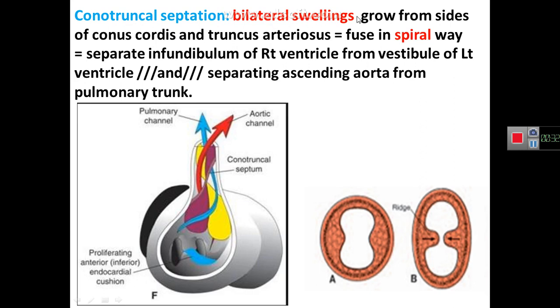And these bilateral swellings will grow toward each other, but in a spiral way, as you can see in this figure. The bilateral truncal swellings and bilateral conal swellings will grow toward each other in a spiral way to divide the conus cordis into infundibulum and vestibule, and to divide the truncus arteriosus into ascending aorta and pulmonary trunk. And you can imagine, in anatomy, the pulmonary trunk is spiraling on the aorta. This spiraling seen in anatomy is due to spiral growth of the conotruncal septation.